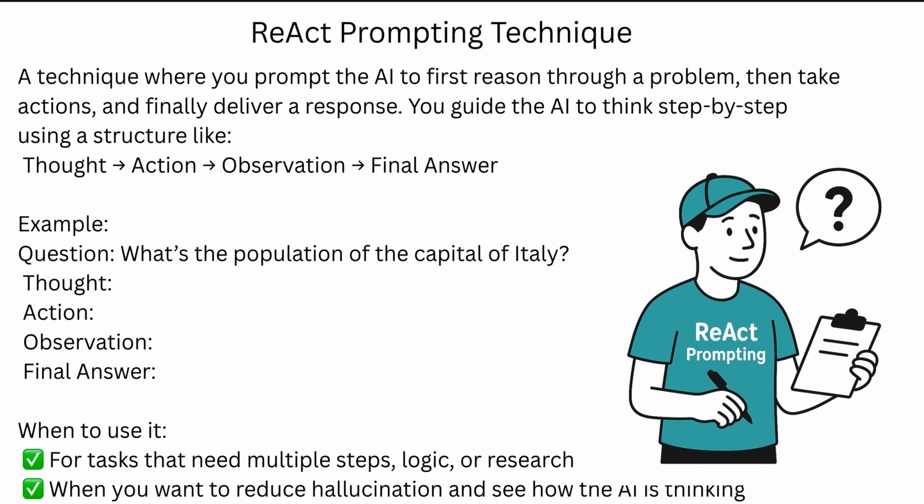So my example here is this: what's the population of the capital of Italy? So you prompt the AI to reason, to act. If you just say what's the population of the capital of Italy, I hope you know it's just going to tell you the population. But if you use the thought, action, observation, final answer structure, it's going to walk you step by step through its thoughts, through its action, and the final answer. So this technique is used when you want the model to reason and act accordingly.